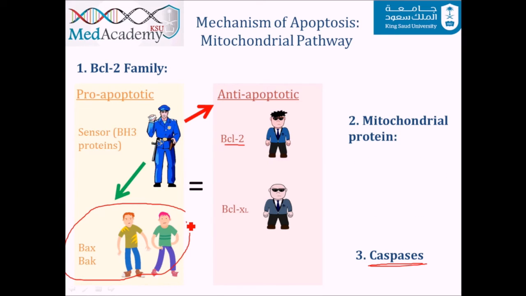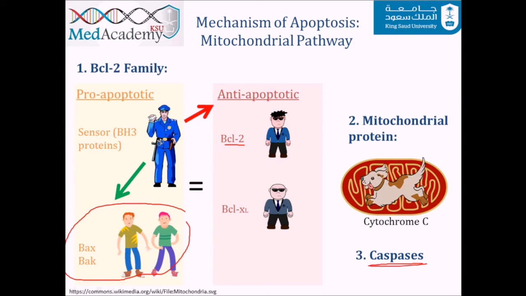Inside the mitochondria, we have a protein that we call cytochrome C. Imagine that this protein is a dog trapped inside the mitochondria. So whenever Bax and Bak are released, they're going to open certain channels inside the mitochondria to release cytochrome C. Cytochrome C, on the other hand, is going to stimulate the caspases to initiate the apoptotic cascade.